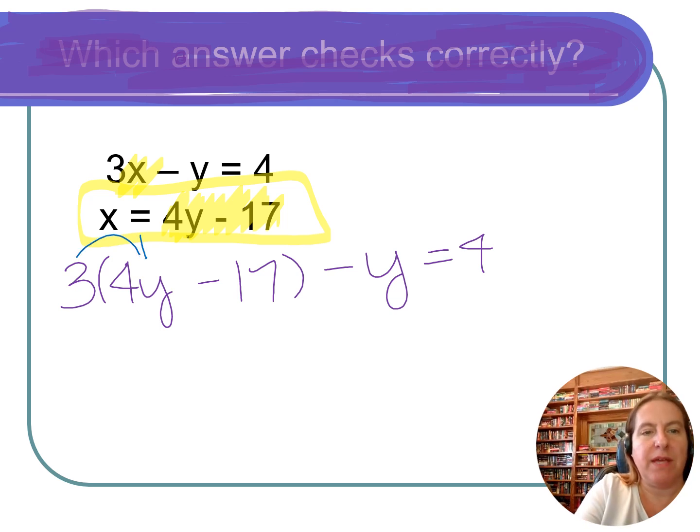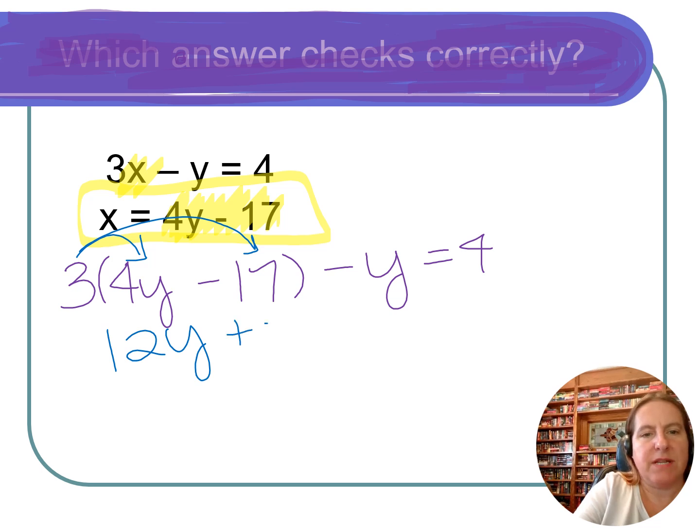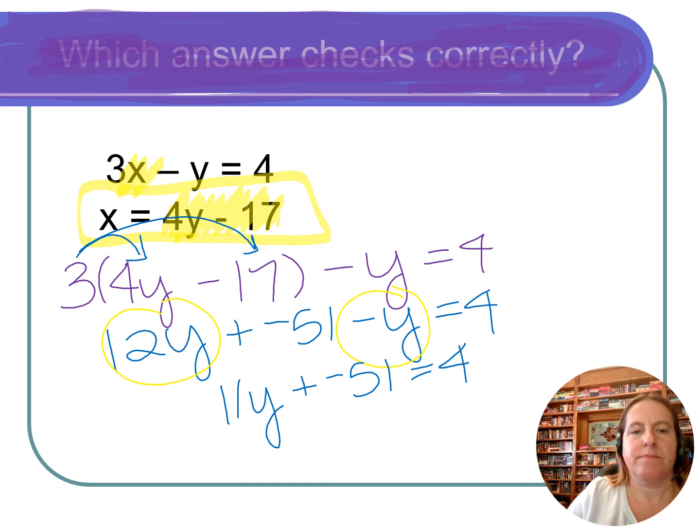So our first step is to multiply that 3 in. Well, 3 times 4y is 12y. 3 times negative 17 would be plus negative 51 minus y equals 4. Let's combine like terms. We have 12y minus y. That gives us 11y. 11y plus negative 51 equals 4.